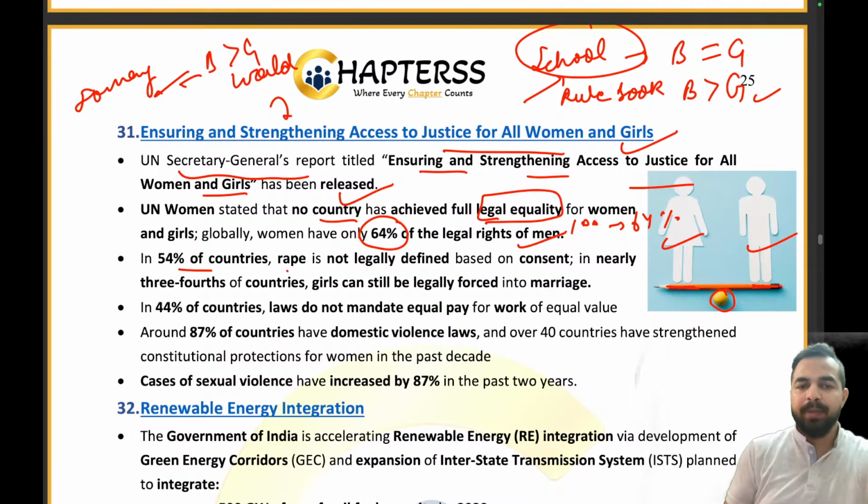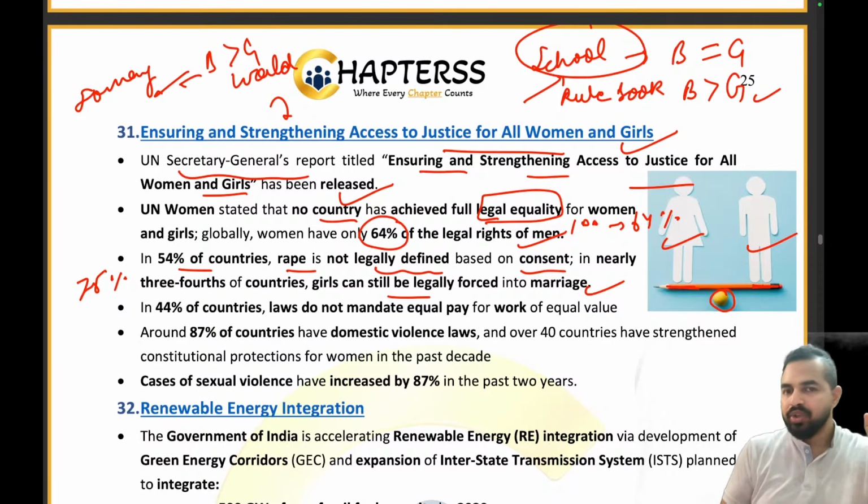In 54% of the countries, rape is not legally defined based on consent. In nearly 3/4, that means 75% of the countries, girls can still be legally forced into marriage. So this is the reality of the 21st century, right? That means they cannot say no to marriage, they can be legally forced. So this is the inequality among boys and girls, among men and women. In 44% of the countries, laws do not mandate equal pay for work of equal value. That means men are paid more as compared to women.